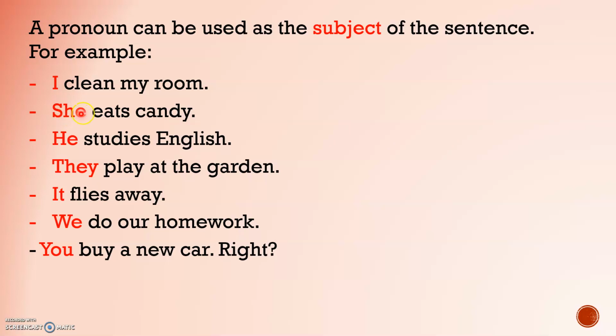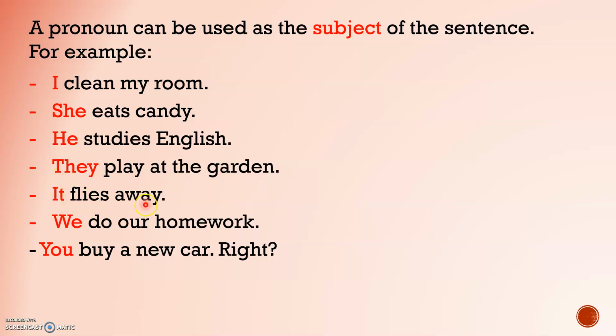No. So it's a subject pronoun. He studies English. He. Who studies English? He. So he is the subject of the sentence. They play at the garden. Who plays at the garden? They. So they is the subject of the sentence.